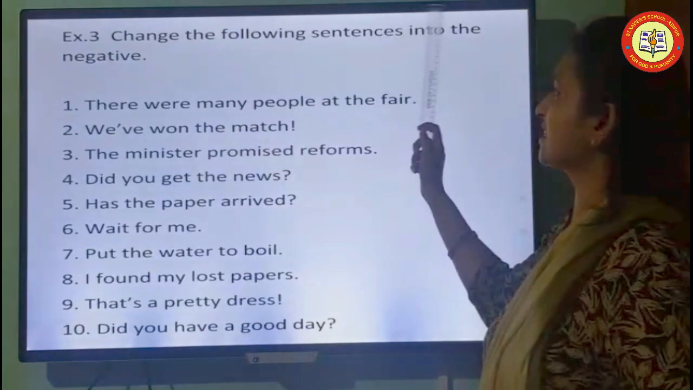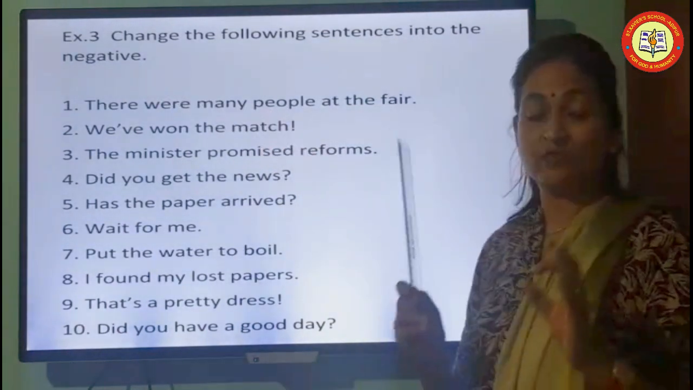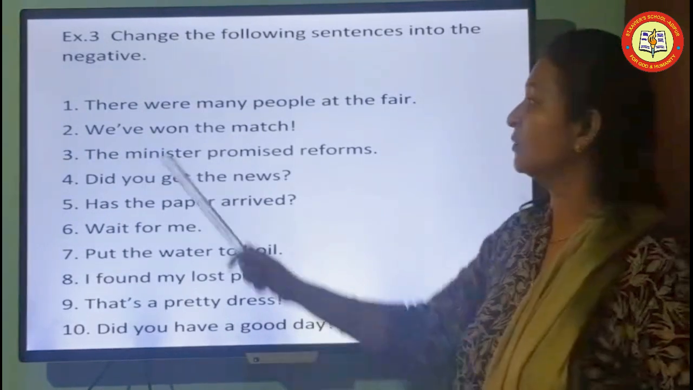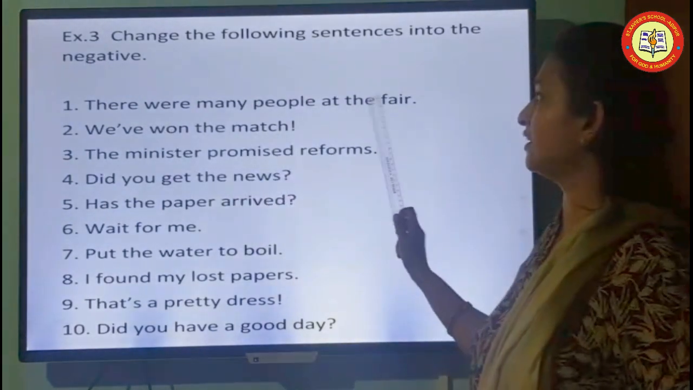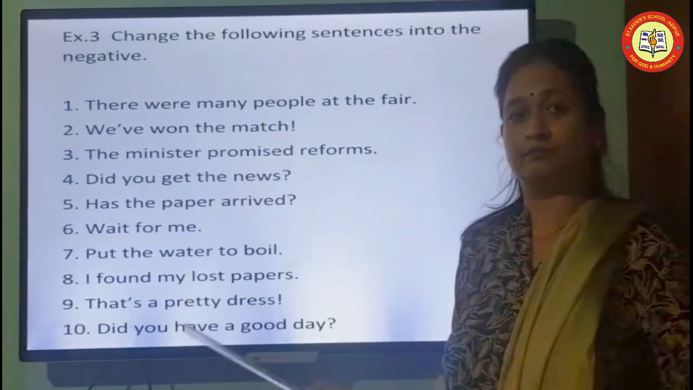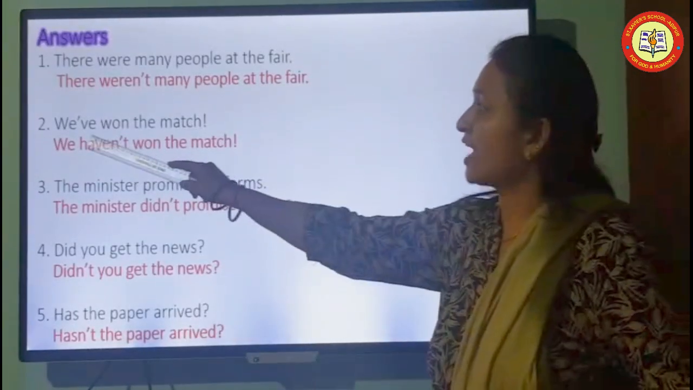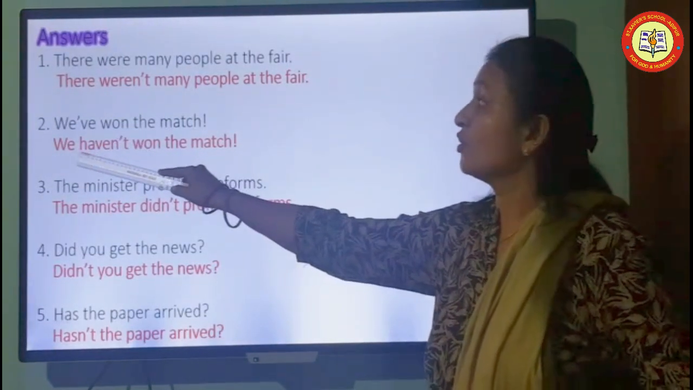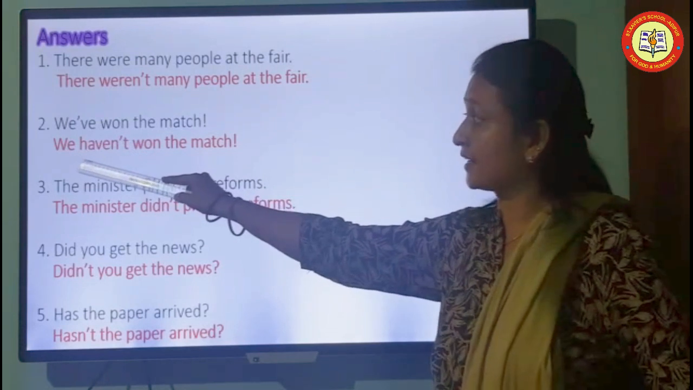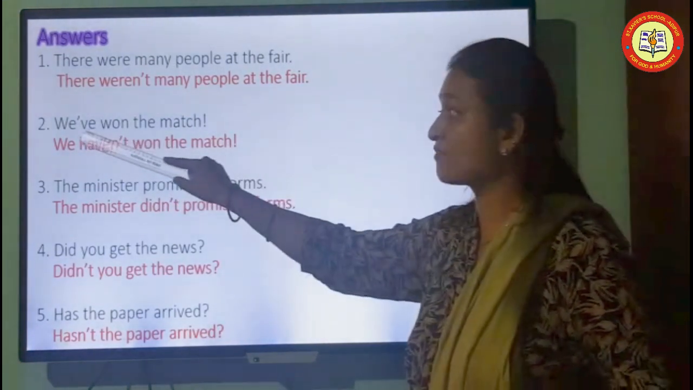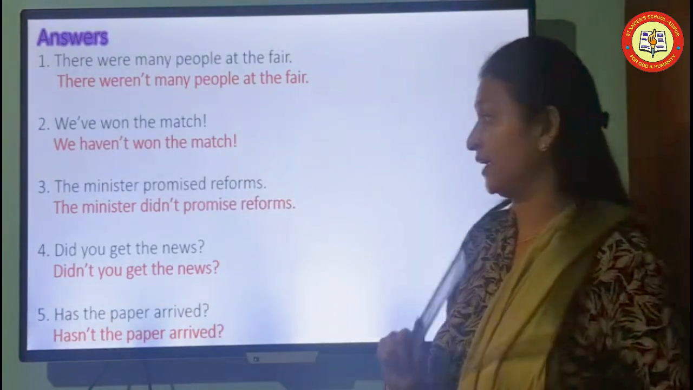Change the following sentences into the negative. Very easy. You just have to write not after the verb. There were many people at the fair. There weren't many people at the fair. We have won. Now won is in past tense. So here you write directly, we haven't won the match. Because have is there, we will not write did or anything.